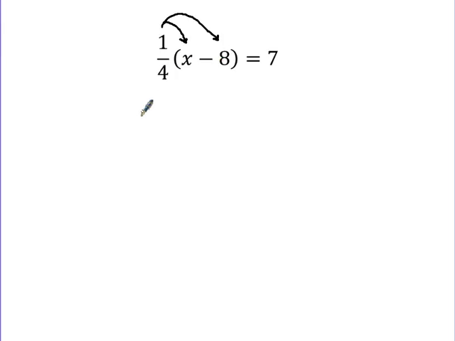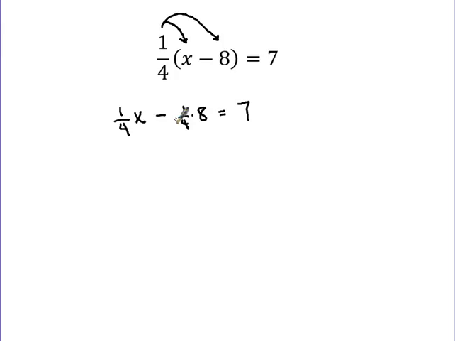1/4 times x gives us 1/4 x minus 1/4 times 8. So let me write it out like this. 1/4 times 8 equals, and then we still have the 7 on the right-hand side.